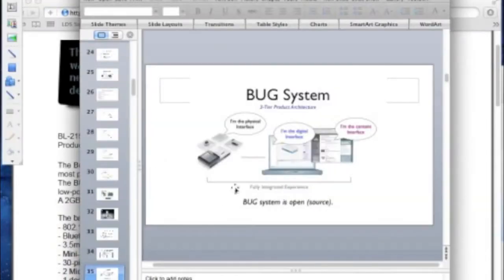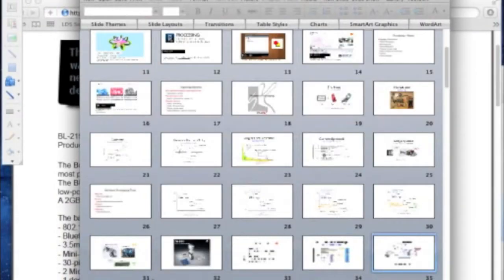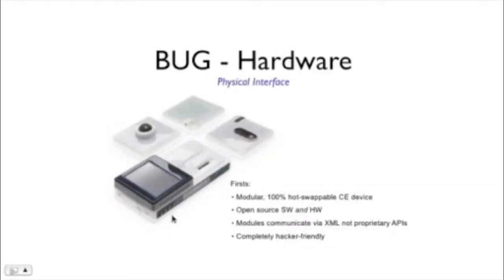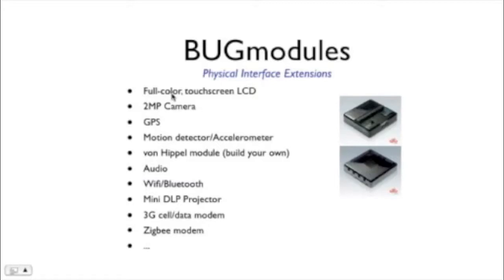And then, in addition to the hardware, they've got their software platform as well. So as I was saying before, you need to have this whole fully integrated experience. So the bug system's just on the left-hand side. Then you have the bug hardware. It's also open source as well, so potentially people can make their own modules that sit in there as well. Here's different modules they've got. They list a projector, but anyway.